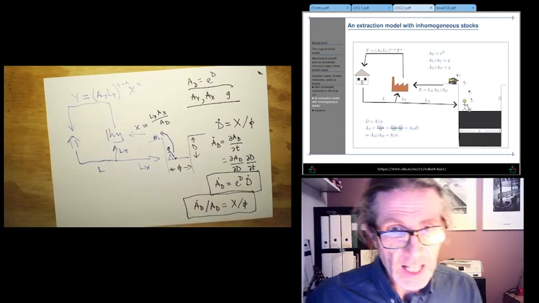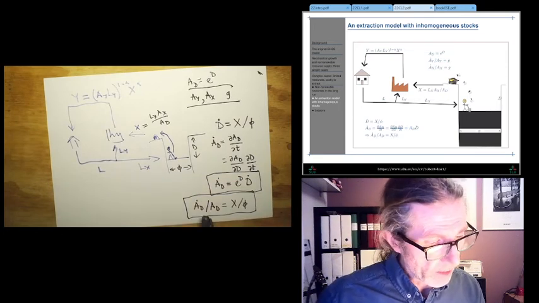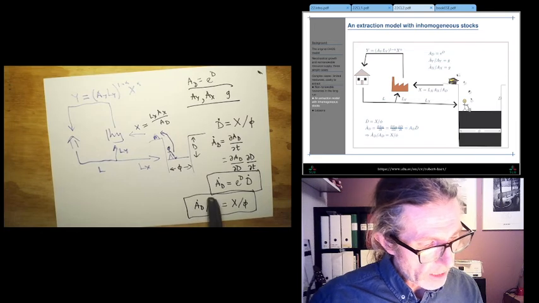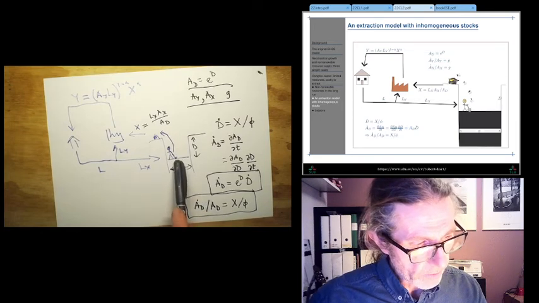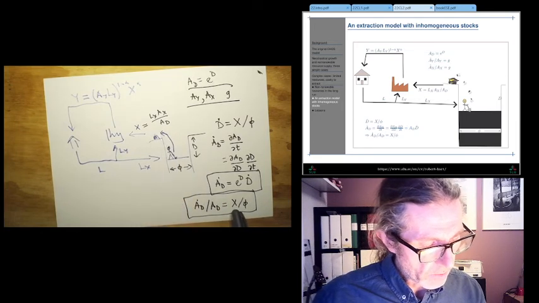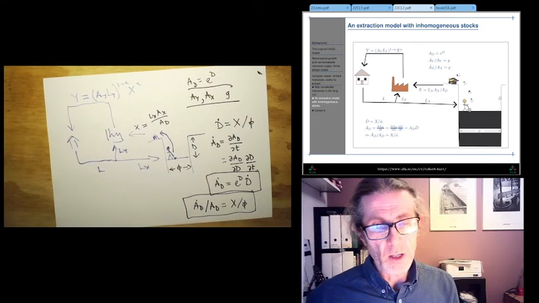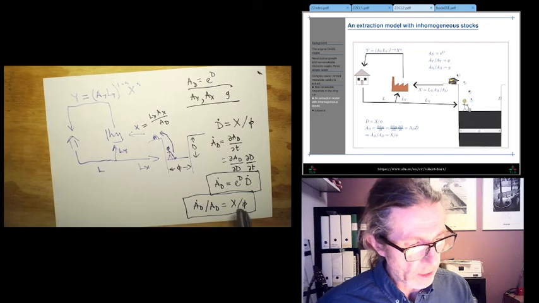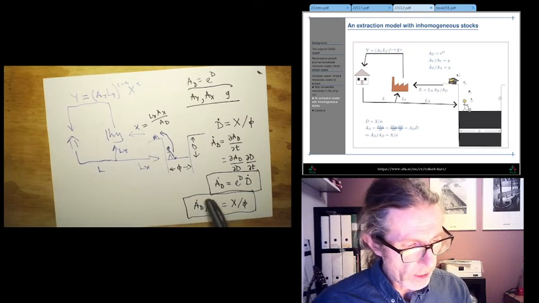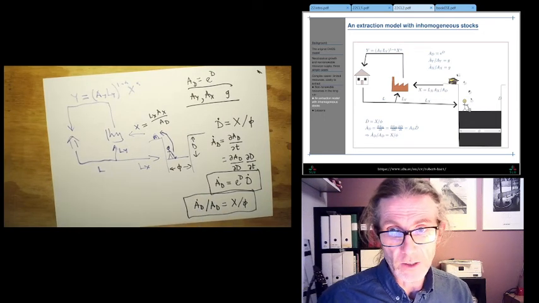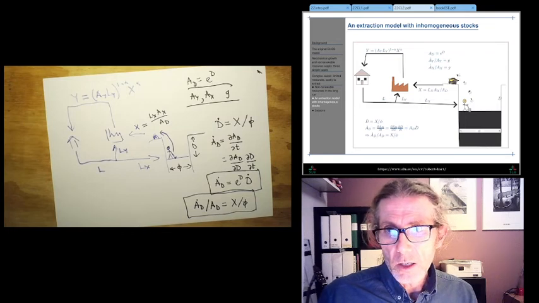So what's that telling us? It's telling us that the growth rate of the difficulty of getting the stuff out of the mine is linear in the extraction rate x. So if we double the extraction rate, we double the growth rate of this difficulty factor.